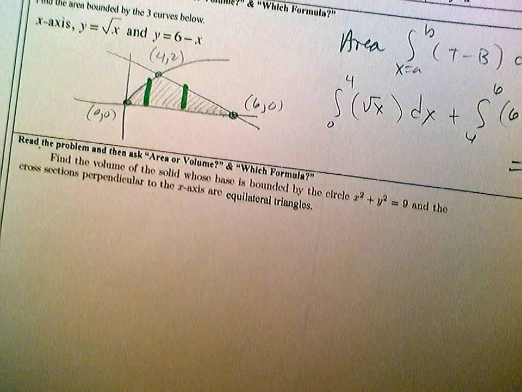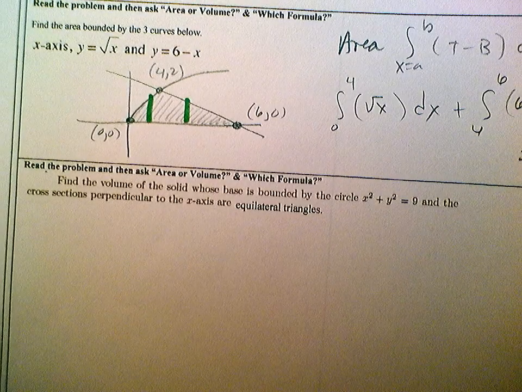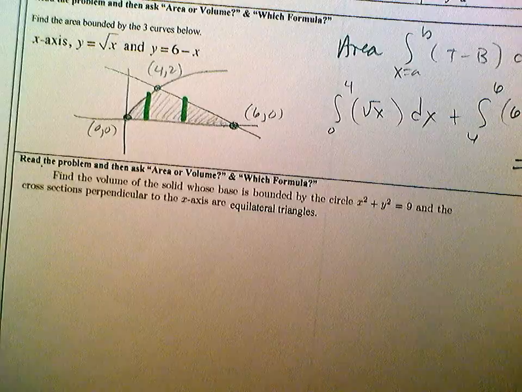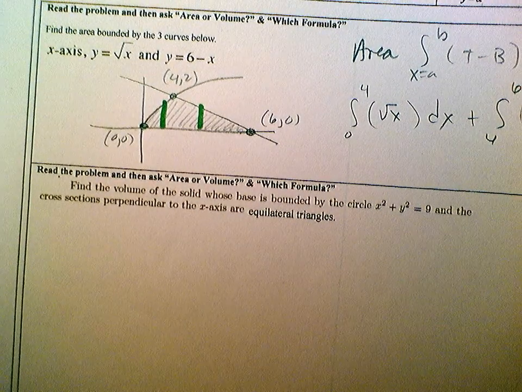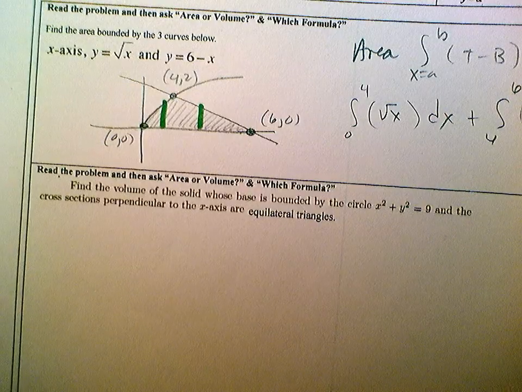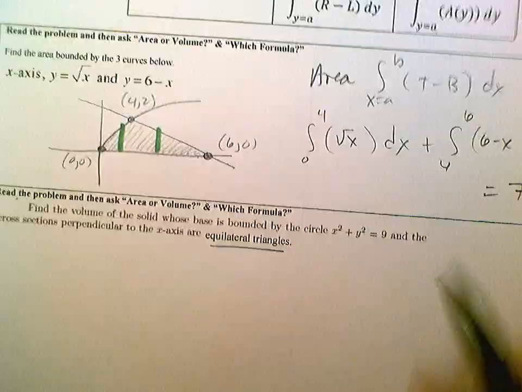Okay, next. Read the problem and then ask area or volume and which formula. Find the volume of the solid whose base is bounded by the circle given and the cross sections perpendicular to the x-axis are equilateral triangles. Guys, let's write this down. I'm making you flashcards soon, and we really should memorize this.